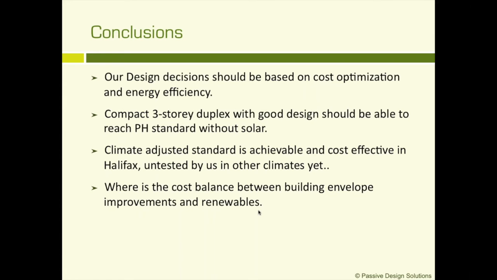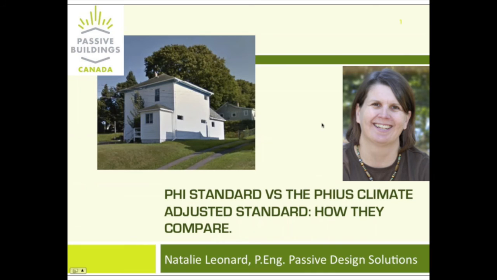It's somewhat untested by us in other climates. I'm sure others out there are starting to design an energy model to these numbers. And we're really interested in where's that cost balance between how you invest in the building envelope and where you then turn to renewables, especially with the cost of PV coming down over time. So that's all. That's the end of the presentation.